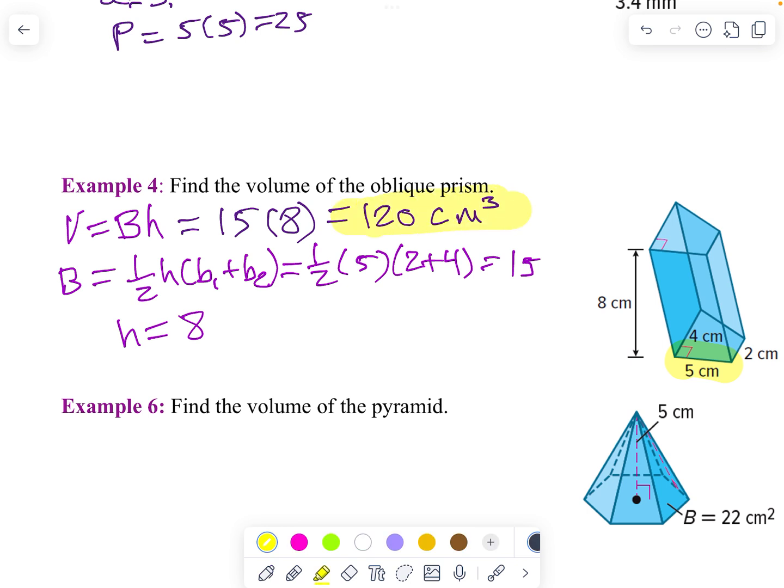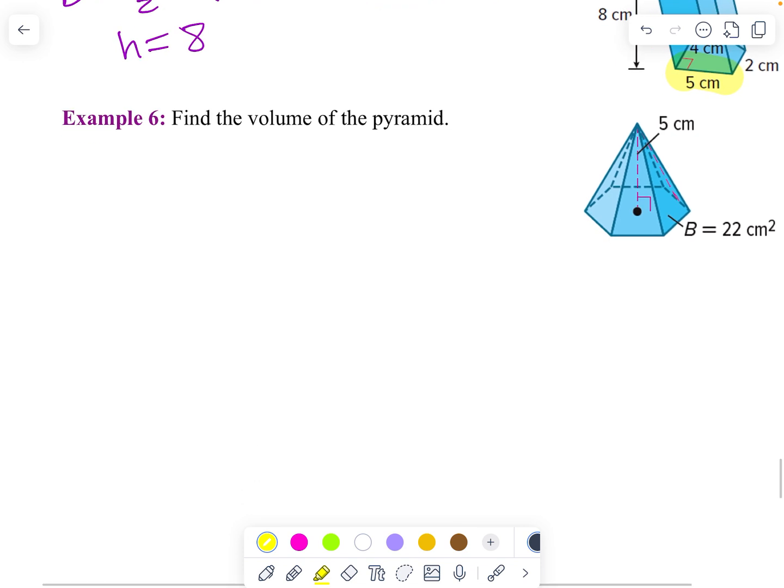On example 6, let's take a look at the volume of the pyramid. Now the volume of the pyramid, excuse me, a little squeak in my voice there, we are just going to do 1/3 times the volume of the prism. So I'm going to say 1/3 times the area of the base times the height. It's a bad B, but it's a capital B for area of the base.